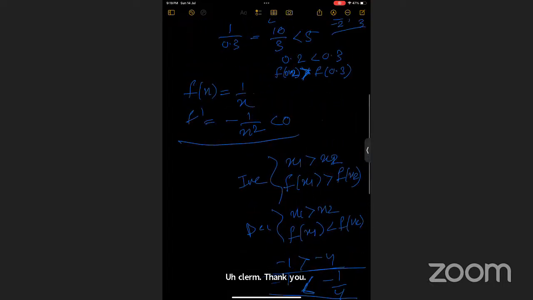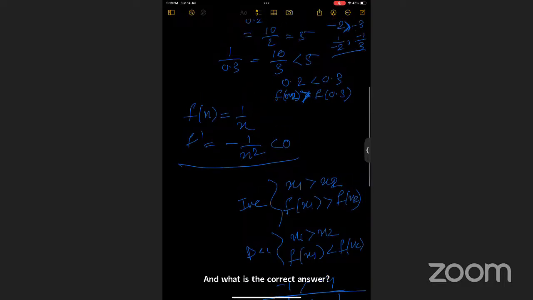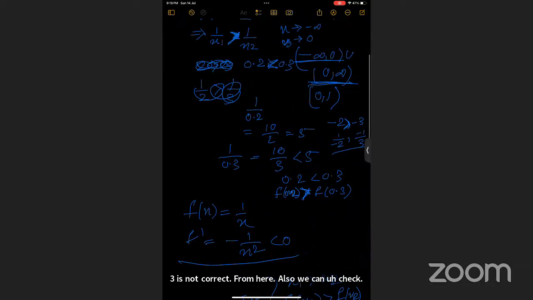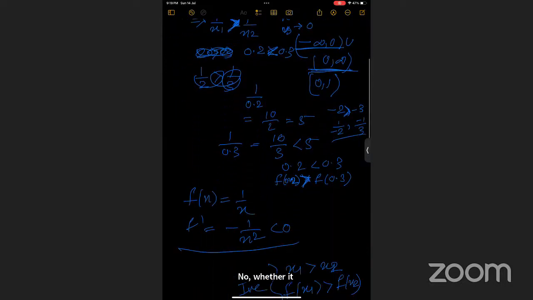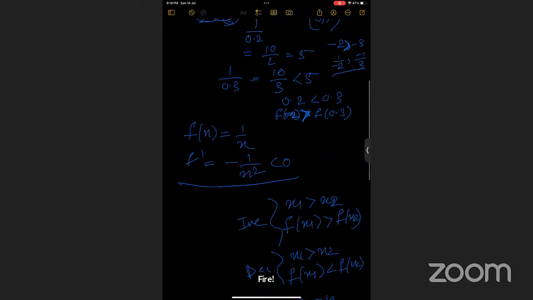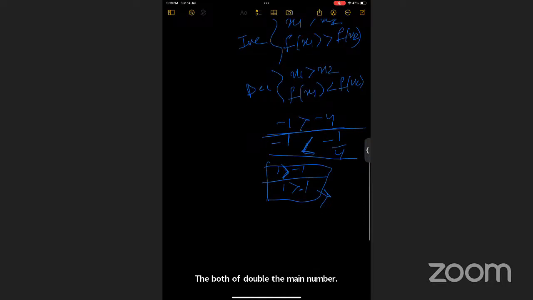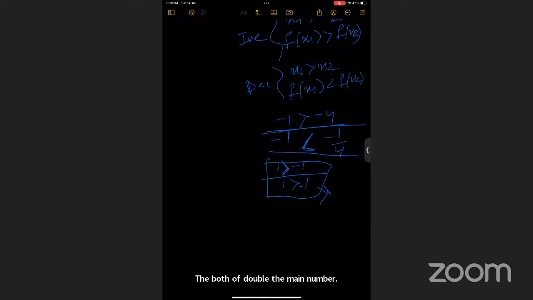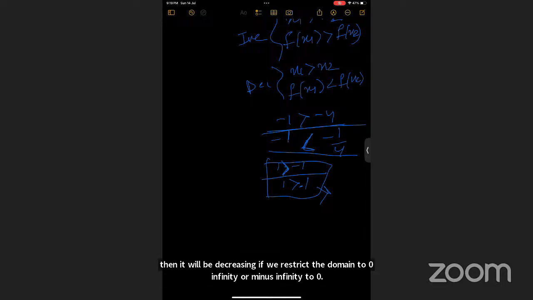And what is the correct answer here? Answer 3 is not correct. From here also we can check. For now it is neither increasing nor decreasing. Yes, it is neither increasing nor decreasing. But if we restrict the domain to 0 to infinity or minus infinity to 0, then it will be decreasing. Okay.